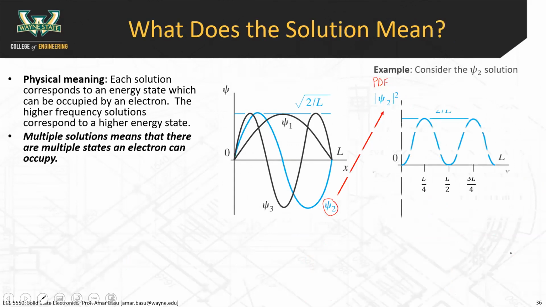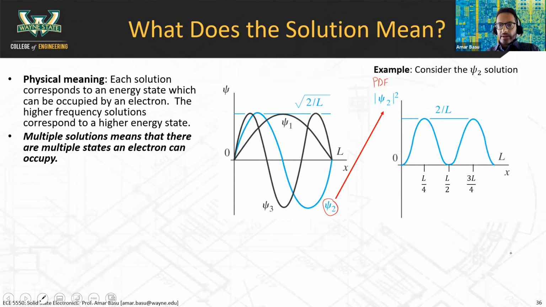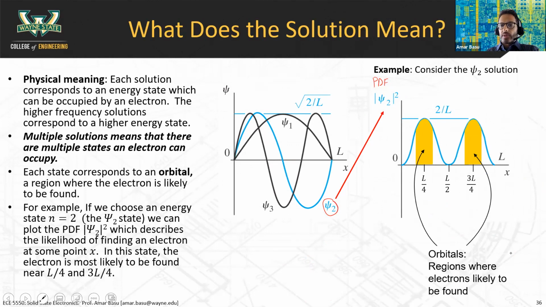Okay. All right. So if an electron happens to occupy this psi2 energy state, that means the electron is likely to be near L equals 4 and 3L equals 4. So different wave functions describe different energy states, and they also give you hints about where the electron may be located. So that's why the wave function is very useful.